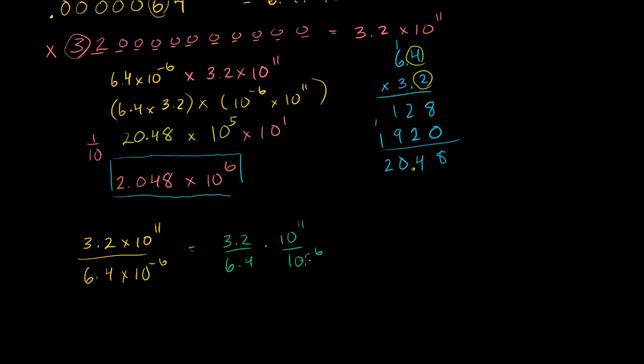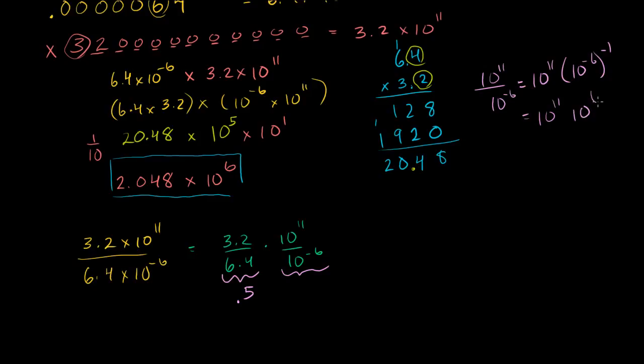So 3.2 over 6.4, this is just equal to 0.5, right? 3.2 is half of 6.4. So this is 0.5 right there. And what is this? This is 10 to the 11th over 10 to the minus 6. So when you have something in the denominator, you could write it this way. This is equivalent to 10 to the 11th times 10 to the minus 6 to the minus 1. Or this is equal to 10 to the 11th times 10 to the 6th.